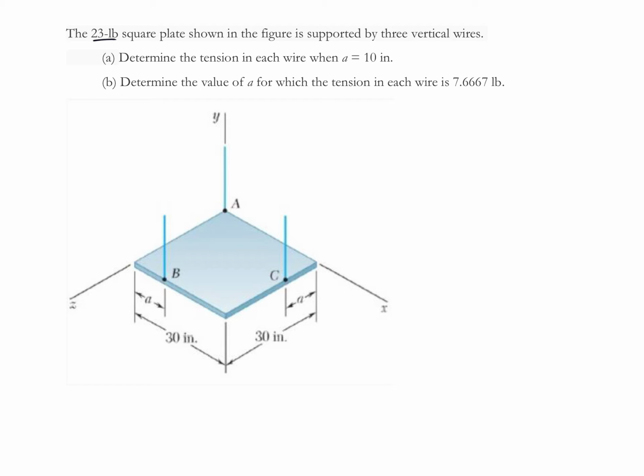Okay, so a 23-pound square plate is supported by three vertical wires. What we're going to do is draw a free body diagram, determine the tension in each wire, and determine the value of A for which the tension in each wire is, and so on. So I'm going to cut this free body diagram just where those cables come in. I don't know if I can really draw what I'm slicing, but I'm just drawing the plate itself, to the extent that I can draw, which is not nearly as well as this computer.